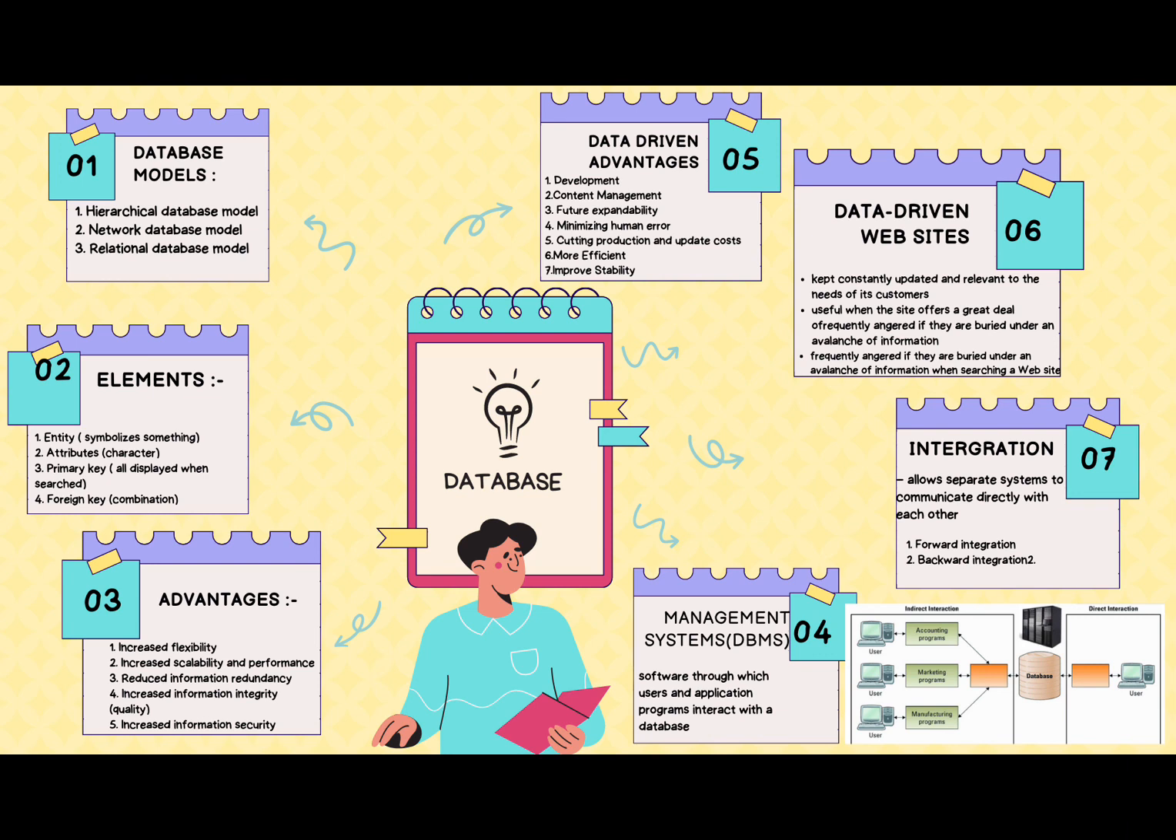There are two types of integrity, which are information integrity and integrity constraints. Information integrity measures the quality of information, and integrity constraints are rules that help ensure the quality of information. Number five, the advantage is increased information security. A database offers several security features including passwords, access levels and access control.